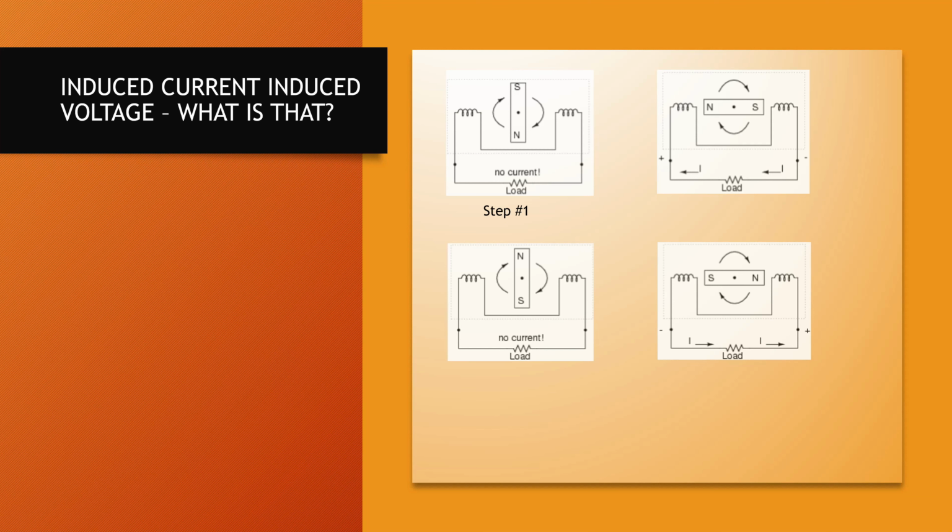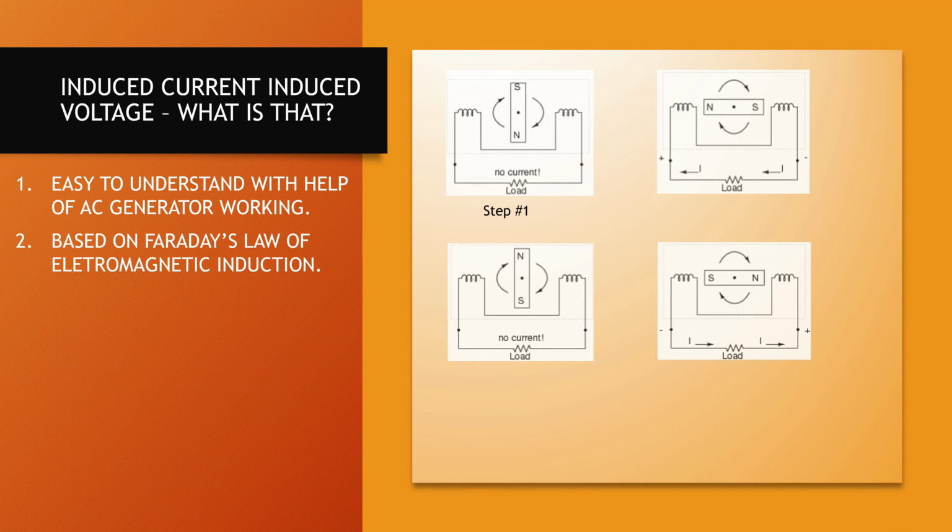So this is basically Faraday's law of electromagnetic induction. You must have read online that it states that the induced voltage in a circuit is equal to the rate of change of magnetic flux. There are a bunch of definitions, but I want you to understand what exactly is going on. Why do they call it induced voltage or induced current?